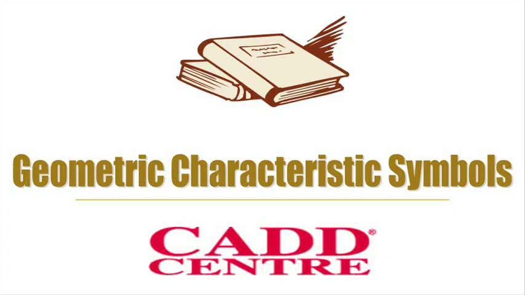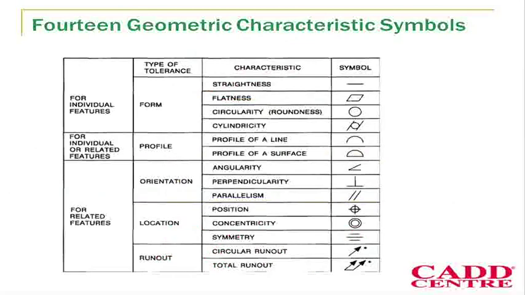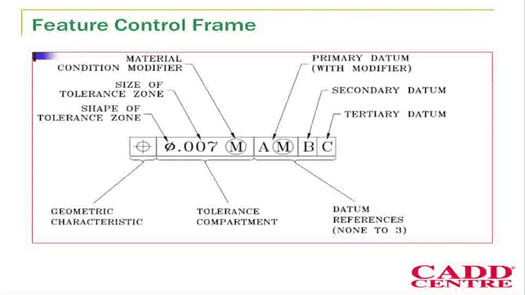In this lesson, we are going to see how to use the geometric characteristic symbols in GD&T. The geometric characteristic symbol is divided into 5 types and 14 symbols in total as per ASME standard. The feature control frame is represented as shown in the picture. It is comprised of many compartments.